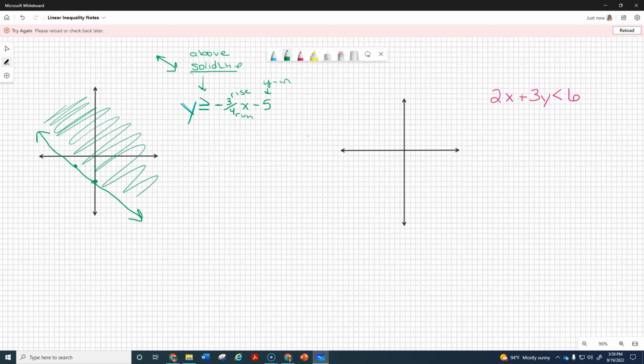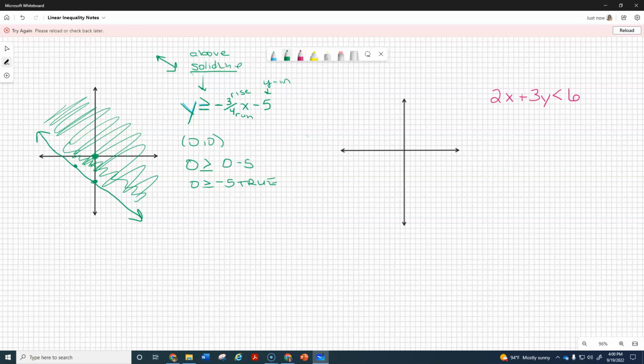You should verify that this shading is correct by picking some point in this shaded section. The point 0, 0 is a favorite for most people because the math is usually really easy. You plug in 0 for y, you plug in 0 for x, and when you multiply, you always get 0. So 0 is greater than or equal to -5, which is a true statement. So that means the point 0, 0 is in the shaded section. So we've just verified it algebraically that we've shaded the correct section of our coordinate plane.